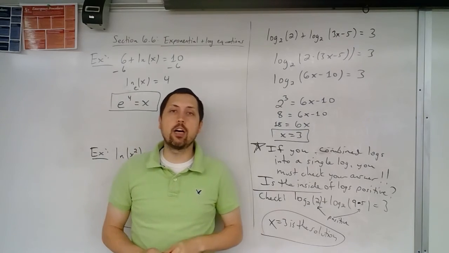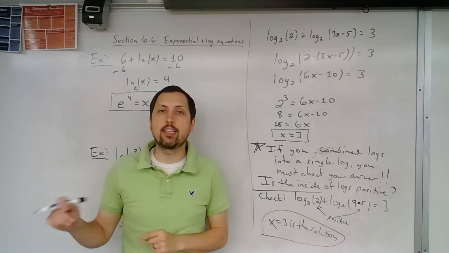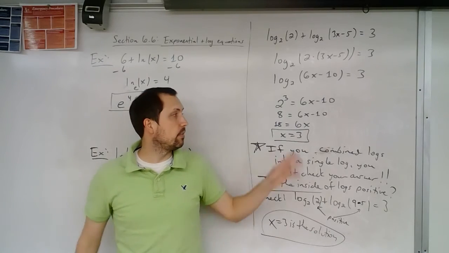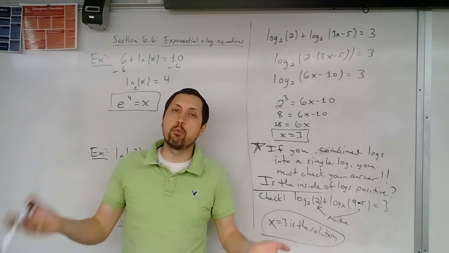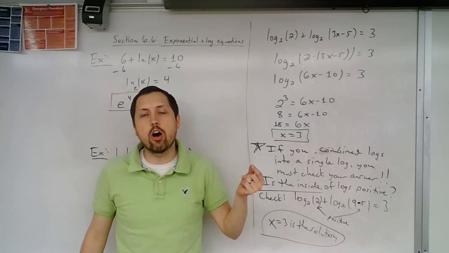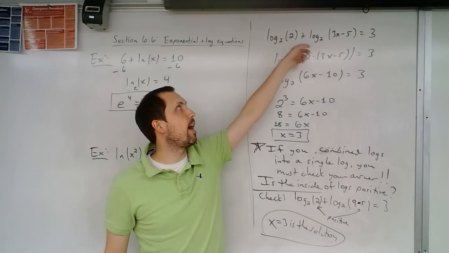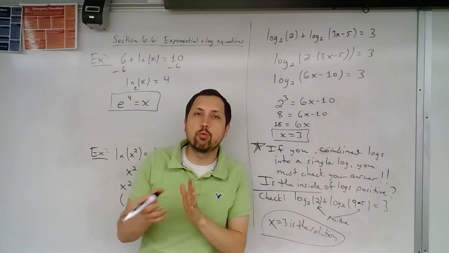So what happens is sometimes we might get no solutions. Sometimes we might get more than one. We check them, maybe only one of them works. Sometimes we might have more than one solution and both of them work. So we just have to check our answer to check for positiveness inside the logs. And then that's the only added step we have whenever we combine our logarithms using one of those rules.